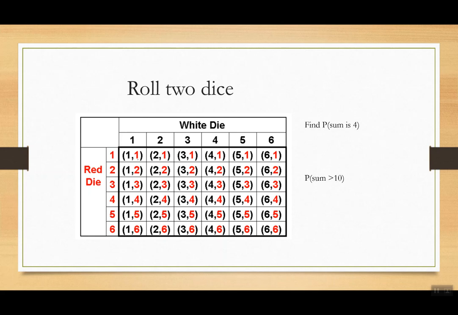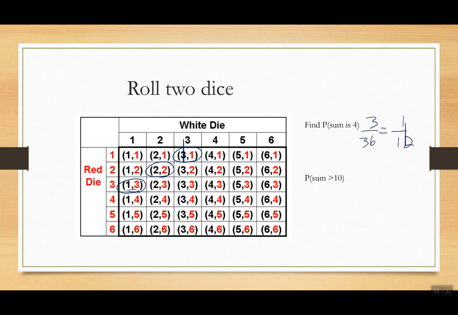So look, I have 1,1, that's 2. 2,1 is 3. 3,1 is 4. Let's circle it. 4,1 is 5, so I'm done. Next column, 1,2, that's 3. 2,2 is 4. Once I hit the number, I'm done. I go to the next column, 1,3, that's 4, and I'm done. After that, 4, 5, 6, those are already too big. So I have 1, 2, 3 out of the 36, which I can make 1 over 12.